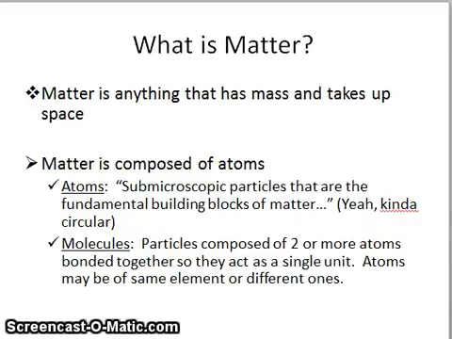What are things made of? We will divide the universe into two separate things, matter and energy. The conventional definition in an introductory chemistry class is that matter is anything that has mass and takes up space.